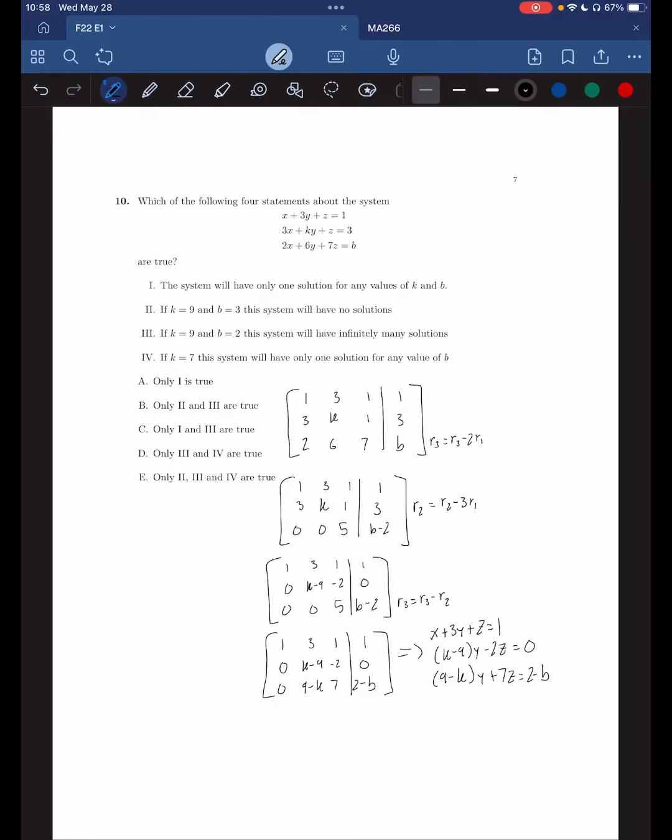The system will have only one solution for any values of k and b. It might be a little tricky to see when this is true or not. But let's say, for example, k is 9, right? Because it says any values of k. So when k is 9, our matrix looks something like this. This is our matrix, right? Because we ignore the augmented side for now.